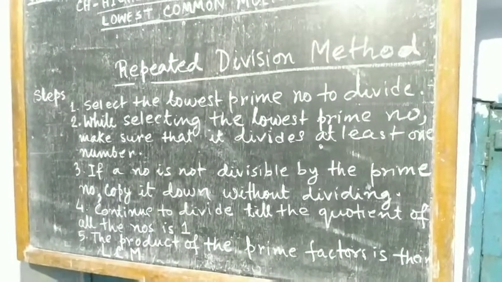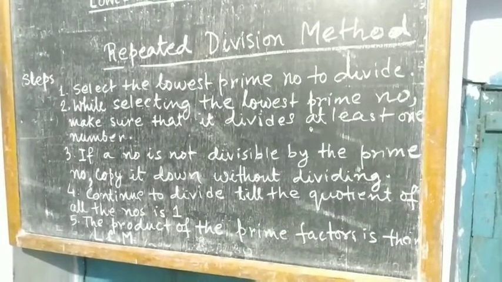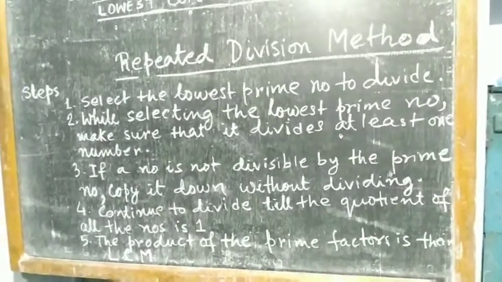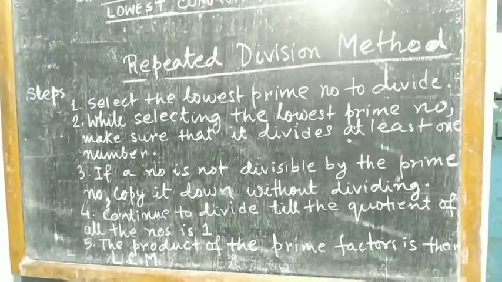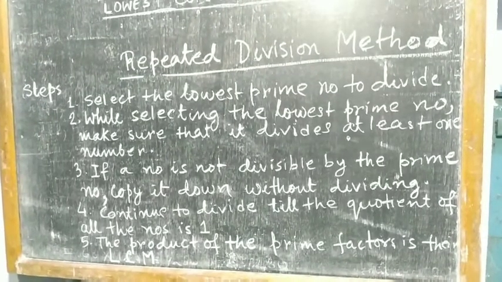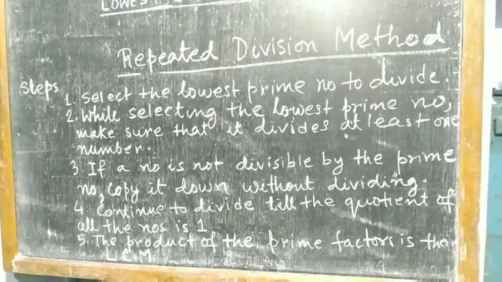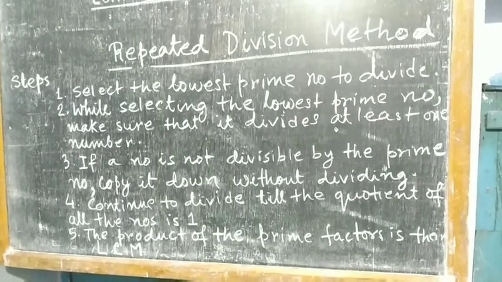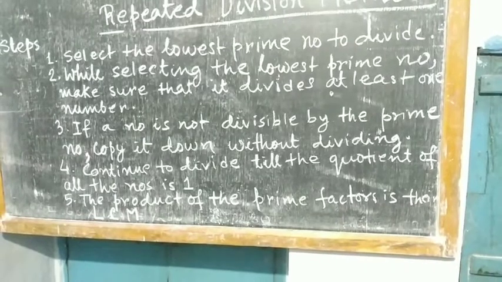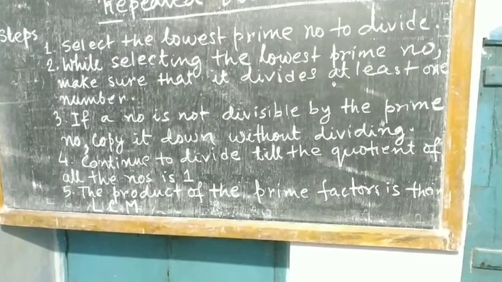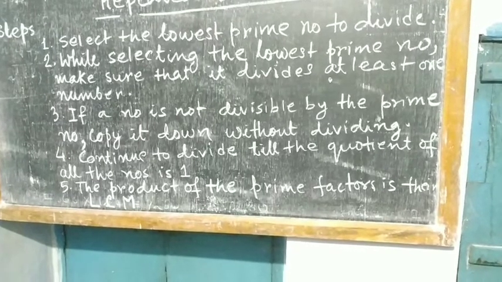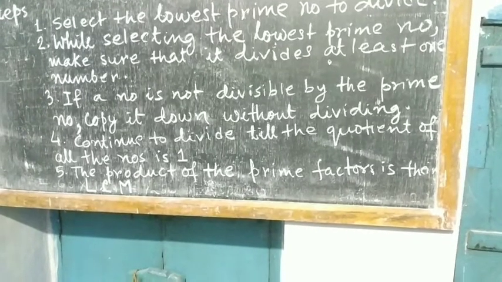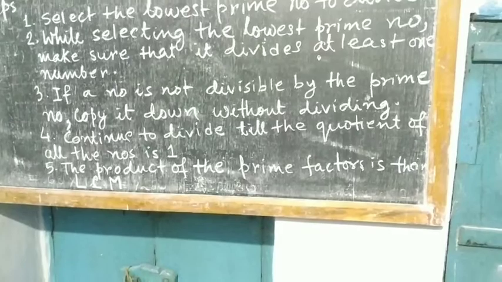Children, lots of sums you have done by the repeated division method. So it will be very easy on your part now to understand the steps. Step 1, select the lowest prime number to divide. Step 2, while selecting the lowest prime number, make sure that it divides at least one number. Step 3, if a number is not divisible by the prime number, copy it down without dividing. Step 4, continue to divide till the quotient of all the numbers is 1. Step 5, the product of the prime factors is their LCM.